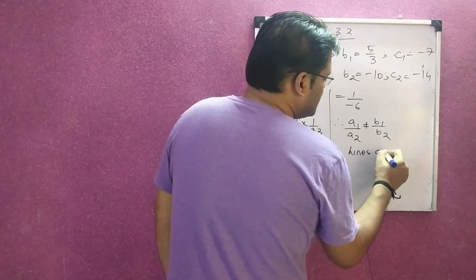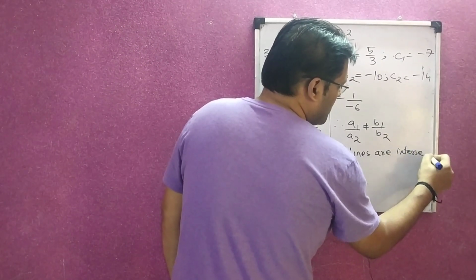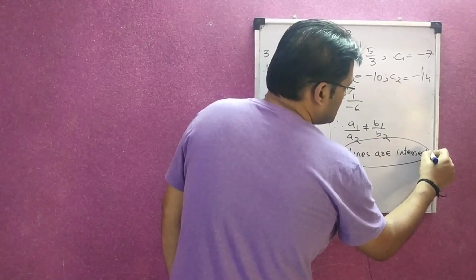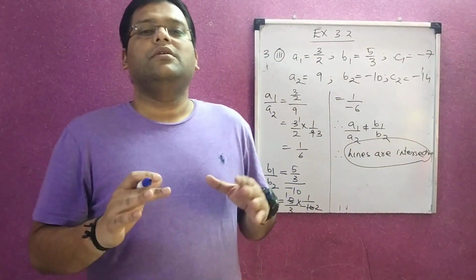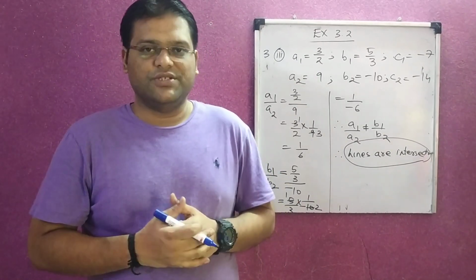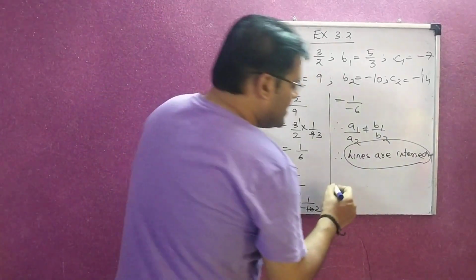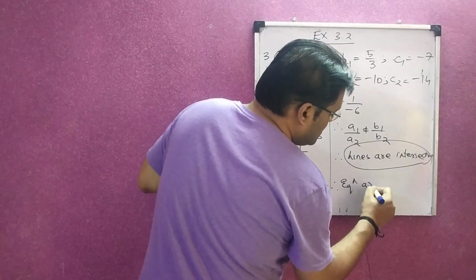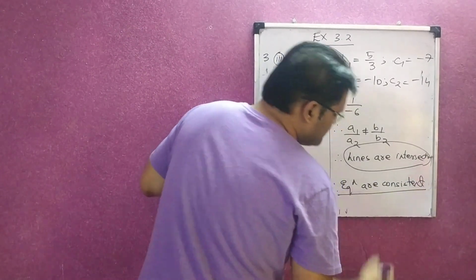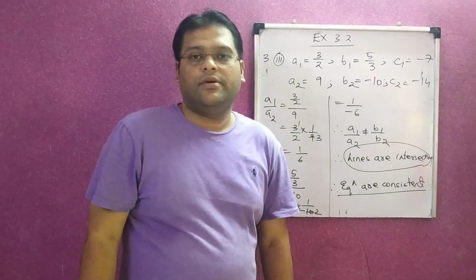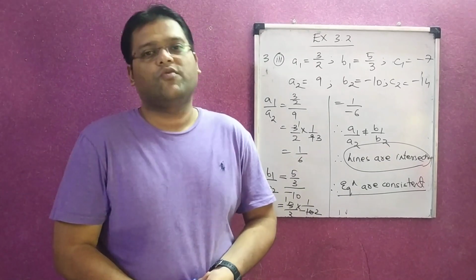Therefore, I can say lines are what type of lines? Intersecting. But we don't want this information. We want the information regarding the equations. Okay, fine. Lines are intersecting, that means there is one solution. And if the equations have one or infinite solutions, therefore I can say equations are consistent. Am I clear? Equations are going to be consistent. That is what you have as your third question.